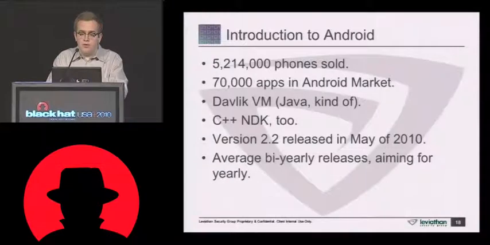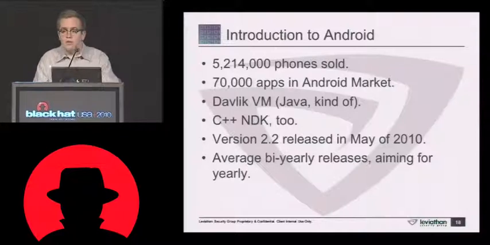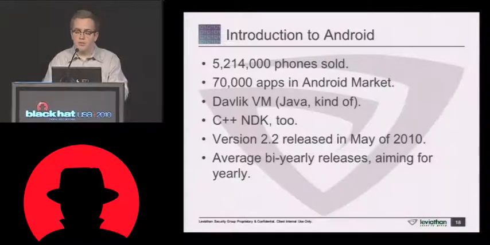The release schedule for Android has been kind of hectic. They've been doing new releases just about every 6 months, but they're aiming for yearly releases so that developers don't have to always be playing catch up with the changes that they've been implementing.